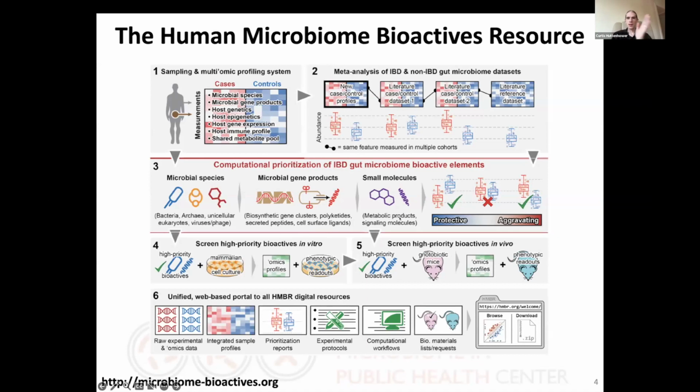And then Ramnik and Wendy, respectively, have worked on and shared protocols for both in vitro and gnotobiotic mouse-based validations and downstream investigation of putative bioactive elements. And credit to Owen's team for putting all of this together on the HMBR web portal.